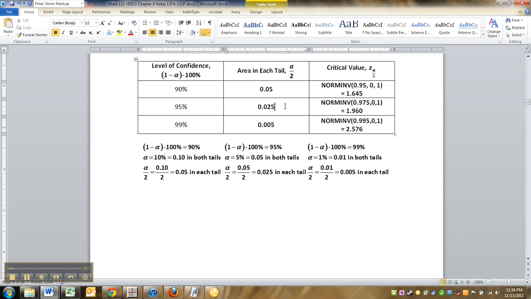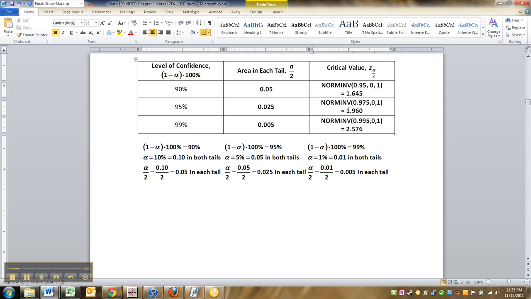You could either use 0.025 and then just make it positive, or you can use 0.975, which is the complement of 0.025. Either way. And then I did it again for 99%, because if it's 99%, then 1% is the alpha, which is the complement. And then you cut it in half to get you 0.005, and that's what you can use for norm inverse, making sure to type in 0 and 1, and you get 2.576.